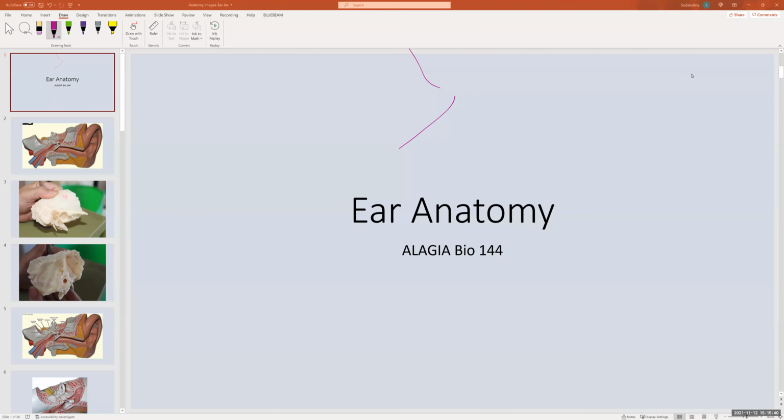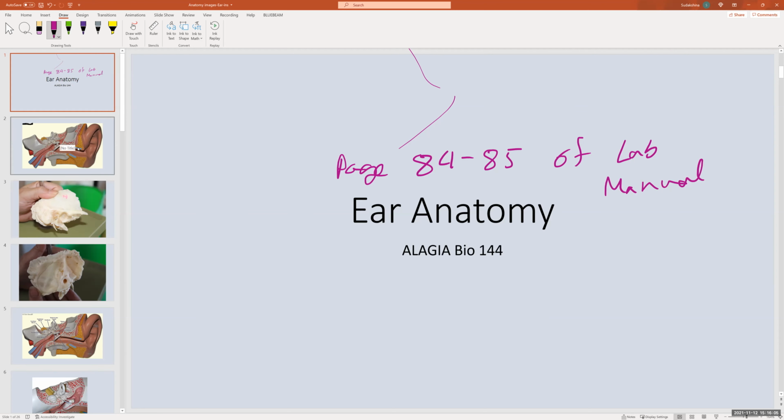Hello class, this demo is for ear anatomy. We are in the last leg of the anatomy. So sense organs, ear anatomy. You will find the corresponding structure list on page 84 to 85 of the lab manual.